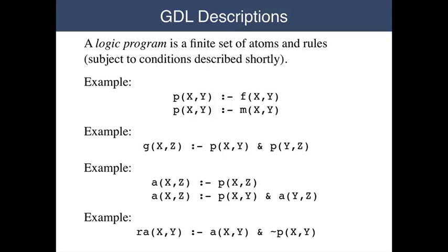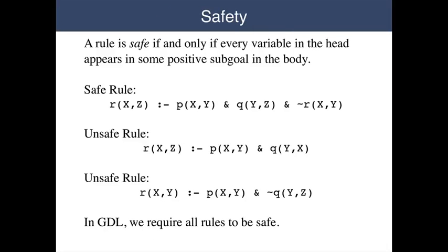Although every GDL expression is a finite set of atoms and rules, not every finite set of atoms and rules is a GDL description. As mentioned earlier, there are some restrictions to ensure that such descriptions have desirable properties. The first of these restrictions is called safety. A rule in a logic program is safe if and only if every variable that appears in the head or in any negative literal in the body also appears in at least one positive literal in the body.